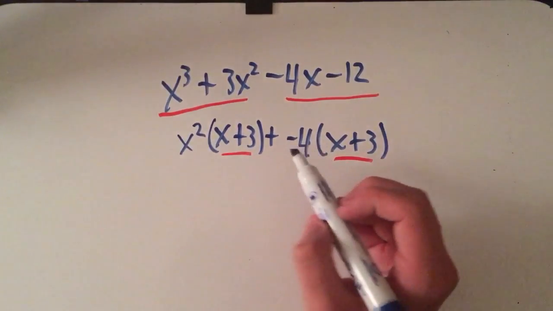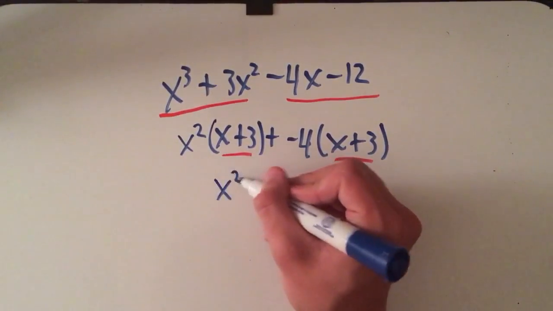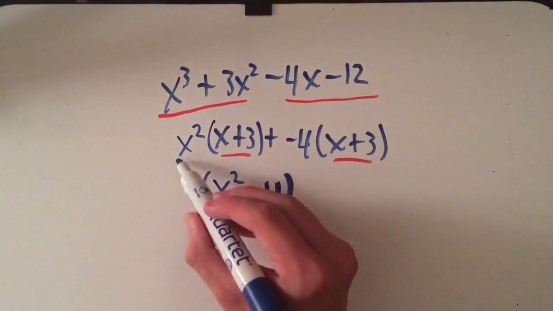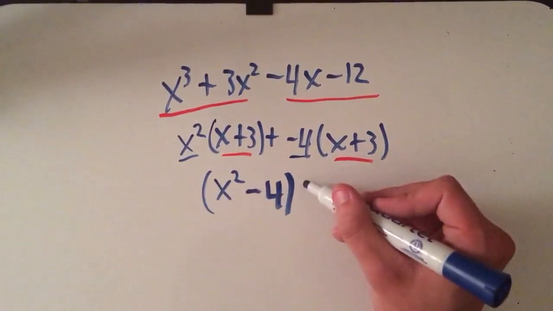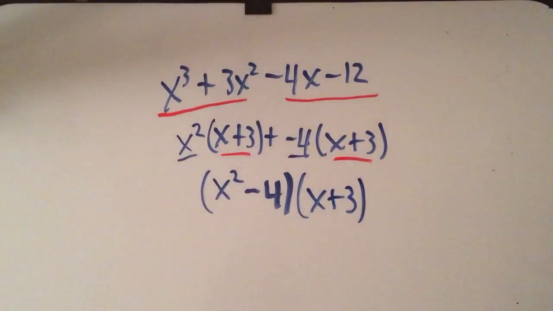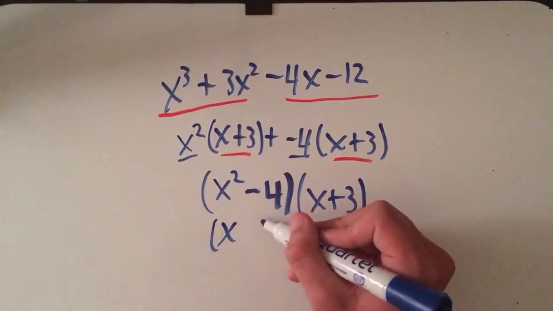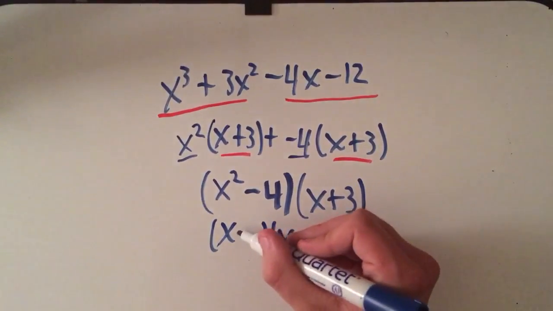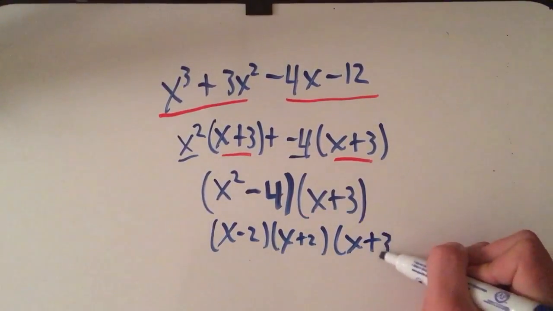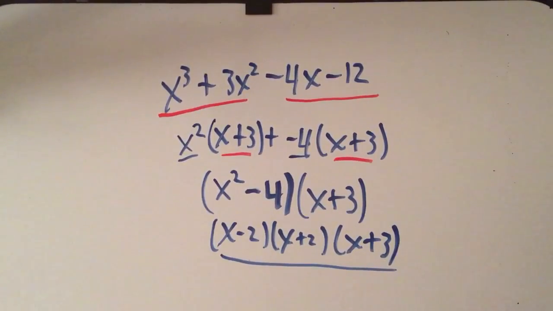So what you want to do is put them together, so it would be x squared minus 4. You took these terms right here, put them together, and then you take these terms right there and just make them a 1. And then this can be factored out even more to x minus 2, x plus 2, x plus 3. And there's your answer.